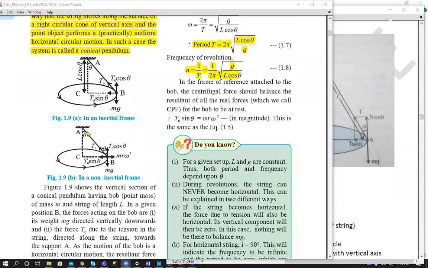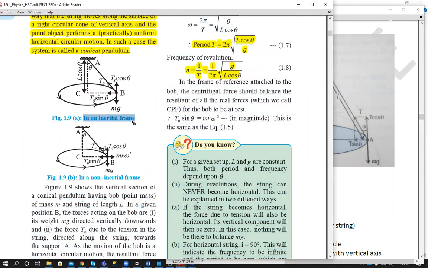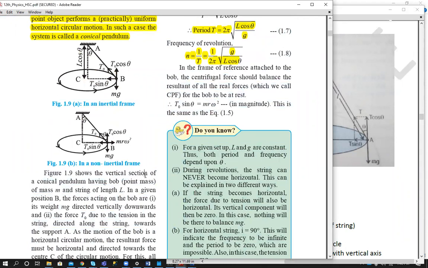So here two diagrams are shown in an inertial frame. Inertial frame means the frame of reference which is fixed, which is not moving. Okay, and if the object moves with uniform motion, then it is in an inertial frame of reference. And if the object is moving with non-uniform motion, okay, then it is a non-inertial frame of reference, or you can say an accelerated frame of reference. As speed is not constant, it means speed is non-uniform. If speed or velocity is non-uniform, there will be either an increase in velocity or a decrease in velocity. Such type of motion is called accelerated motion.